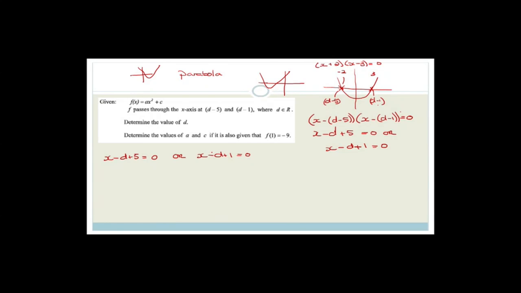Now we also know that minus d is going to be equal to minus x minus 5, so d is going to be equal to x plus 5, or d is going to be equal to minus x minus 1, so d is equal to x plus 1. If we solve for this, d is equal to both of these things, so we can go x plus 5 is equal to x plus 1. That's not going to work, is it?